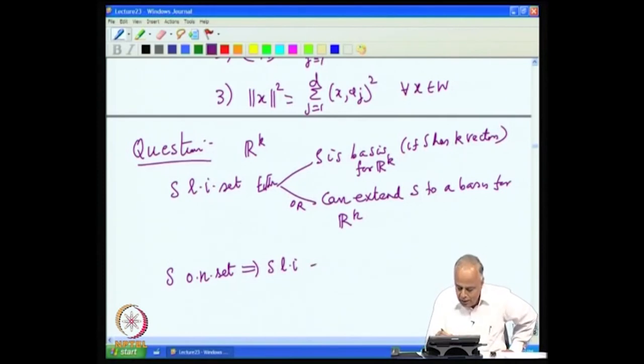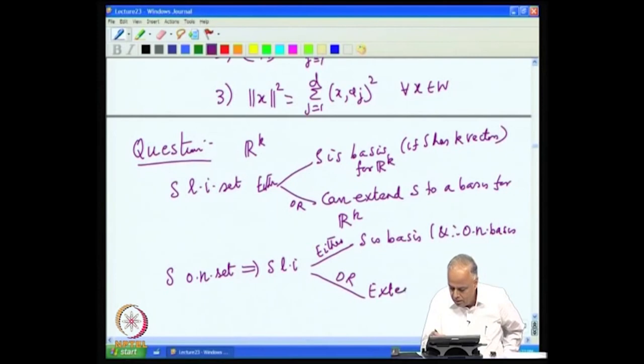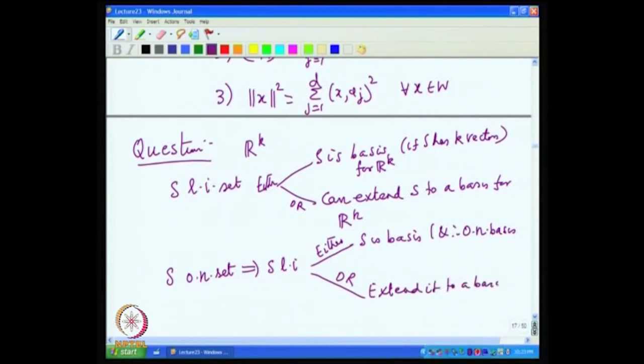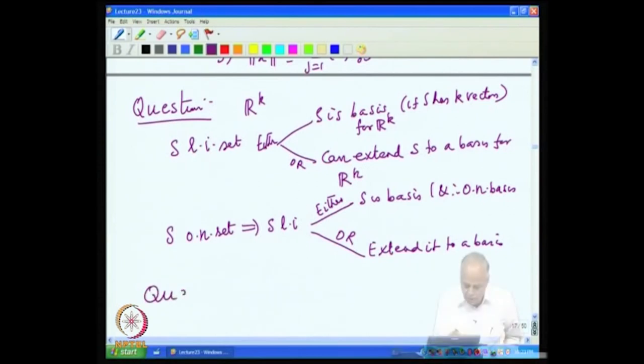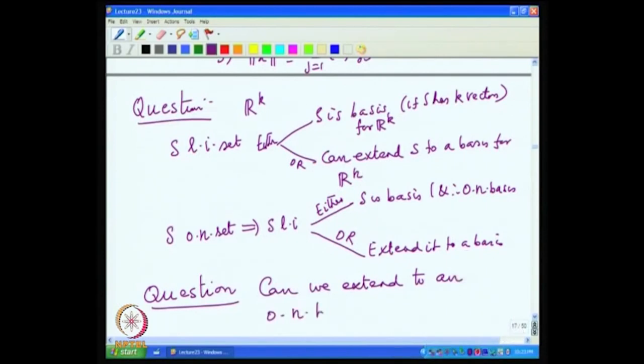And therefore, any linearly independent set is either a basis, and this will happen if S has k vectors as observed. Now, if it is a basis, it is already orthonormal, and therefore an orthonormal basis. But if it does not have k vectors, we can extend it to a basis, but we do not know whether what we have extended to is an orthonormal basis. So the question is, can we extend it to an orthonormal basis?